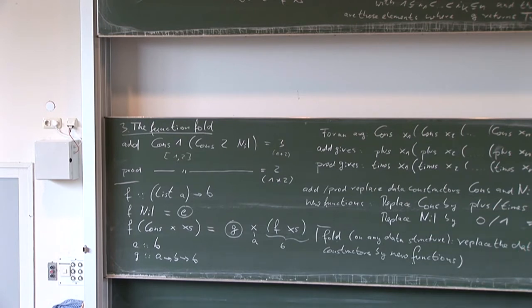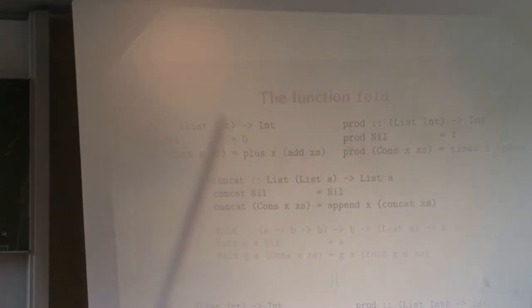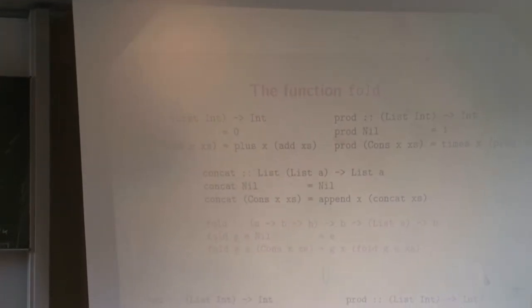Fold of plus and 0. Right. So here it would be fold of plus and 0, and here it would be fold of times and 1. So that's indeed how it looks like. Fold of plus 0 and fold of times 1.